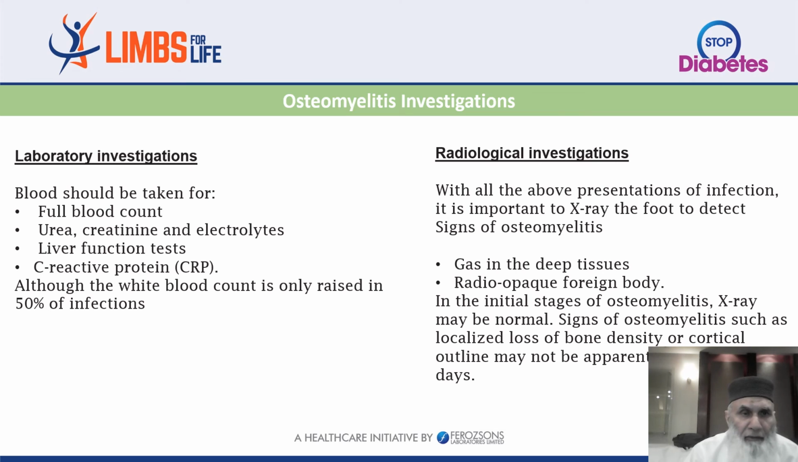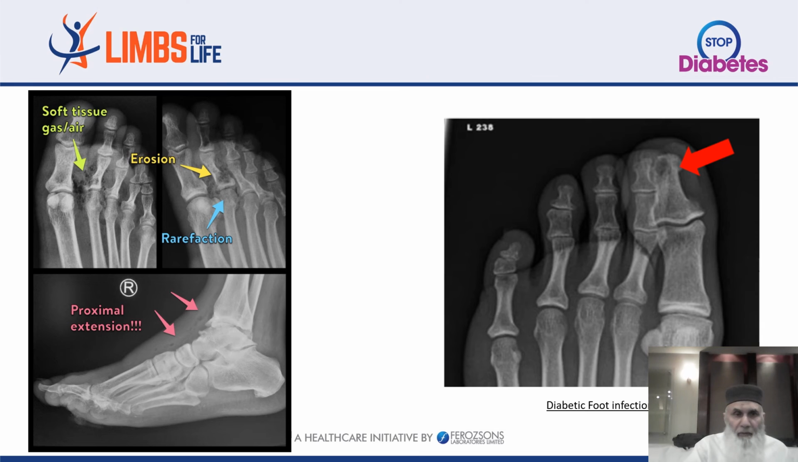For laboratory investigation, blood should be taken for a full blood count, which is very important. These are the immediate investigations that should be done: urea, creatinine, electrolytes, liver function tests, and C-reactive protein. Although the white cell count is only raised in 50% of the patients. For radiological investigation, X-ray of the foot is very important, and when you are suspecting osteomyelitis and you are not seeing anything on the X-ray, you can go for the MRI to confirm it.